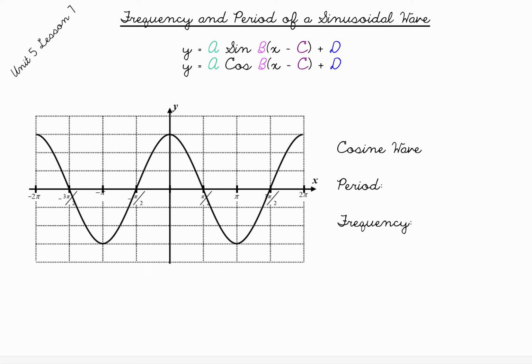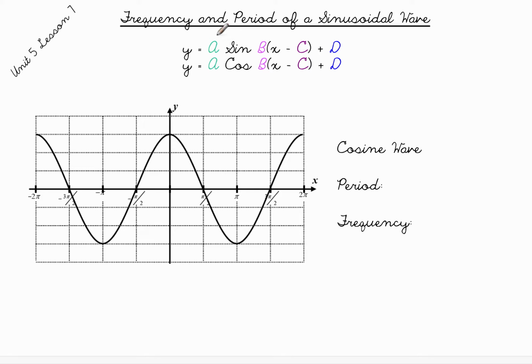Okay, we're going to go on today and we're going to look at the frequency and the period of our sine and cosine waves. All right, so written below you see our general form for sine and cosine, because they're really the same thing. Cosine is just a 90-degree shift of a sine wave.